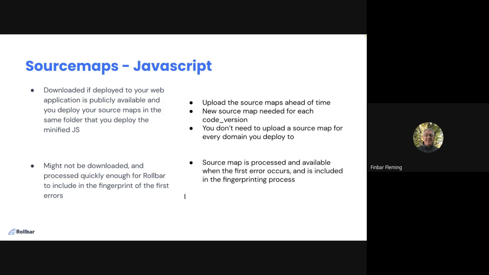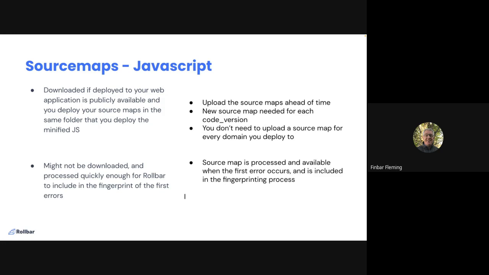You don't need to upload the source map for every domain you deploy to. So you may have a QA domain, a prod domain. You can upload the source map once. And if you configure your SDK appropriately, we'll be able to use the same source map for each.